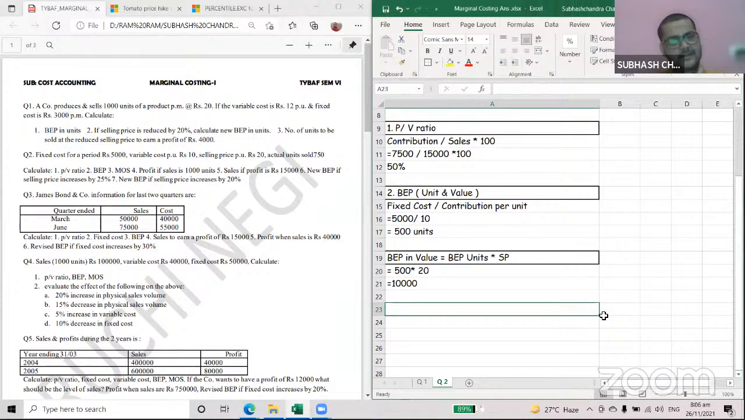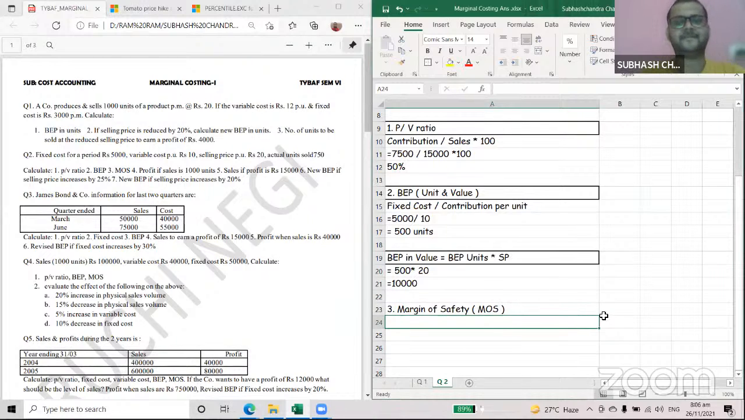Okay, now margin of safety, point number 3. This is something which is new. Margin of safety, or in bracket I am writing MOS. From next time we'll use MOS only. Can anyone tell me this formula? Because this is new, this was not there yesterday. In yesterday's question, MOS was missing. Can anyone tell me the formula of margin of safety? Very important.